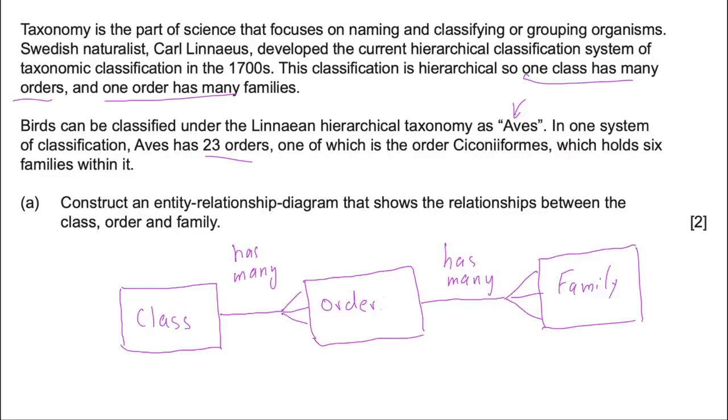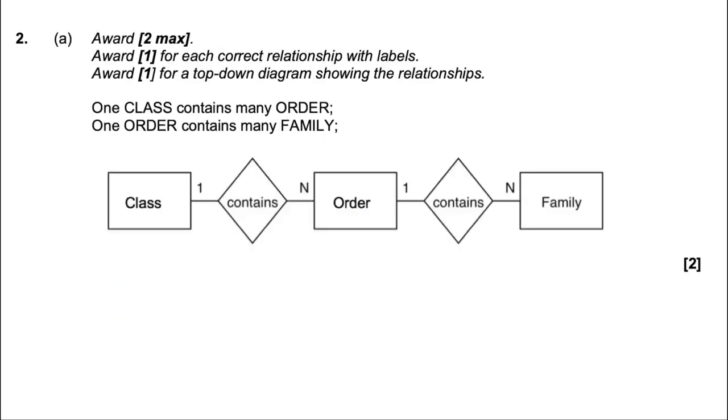And what we're going to do is look at the mark scheme, which I think has another type of entity relationship diagram. So right here it says award a 1 for each correct relationship with labels. Award 1 for a top-down diagram showing the relationships. Basically, you have to illustrate this.